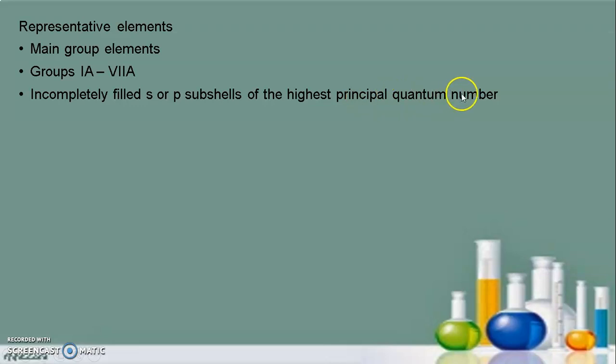So if you recall, your principal quantum number is designated by the small letter n. So you're going to look at the highest principal quantum number. The highest principal quantum number has the incompletely filled s or p subshell. So in that sense, they are categorized as your main group elements. Next are the noble gases. The noble gases are found in group 8A.